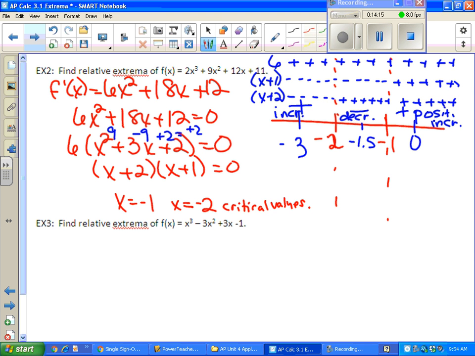Okay? Plus 3 times negative 1.5. Plus 2. It should be a negative number. Is it negative? All right. Now, take 0. That one's easy. 0 plus 2 is positive 2.